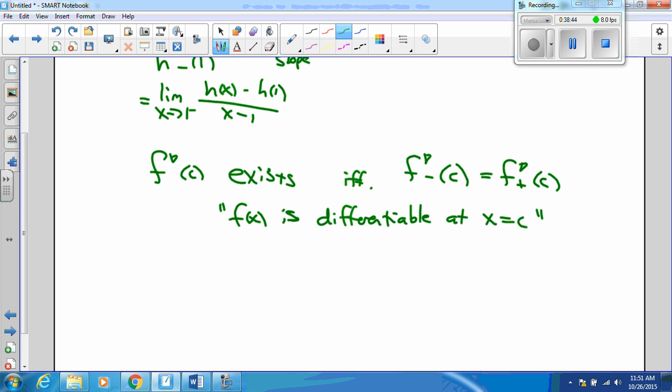F prime of c exists if and only if the derivative from the left at c and the derivative from the right at c take the same value. And if that is the case, then f of x is differentiable at x equals c.